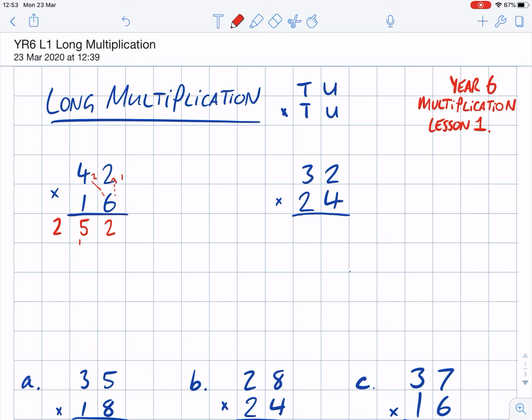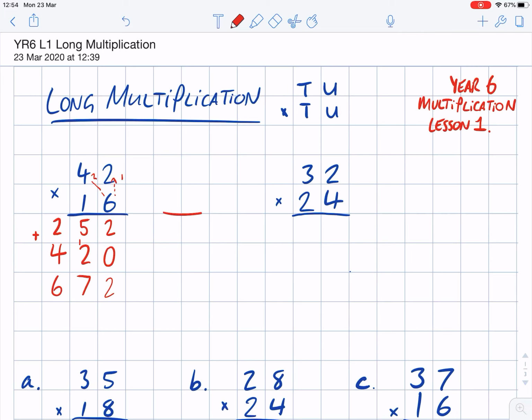Okay. I then need to put my placeholder in because I'm working with this number 1 down here, which is actually a 10. So I put my 0 in to show that it's a 10. And now I need to do 1 multiplied by 2. So I go across to my units first. 1 times 2 is 2, and then 1 times 4 is 4. Once I've got these two answers, I need to add them together. So my first answer is 672.